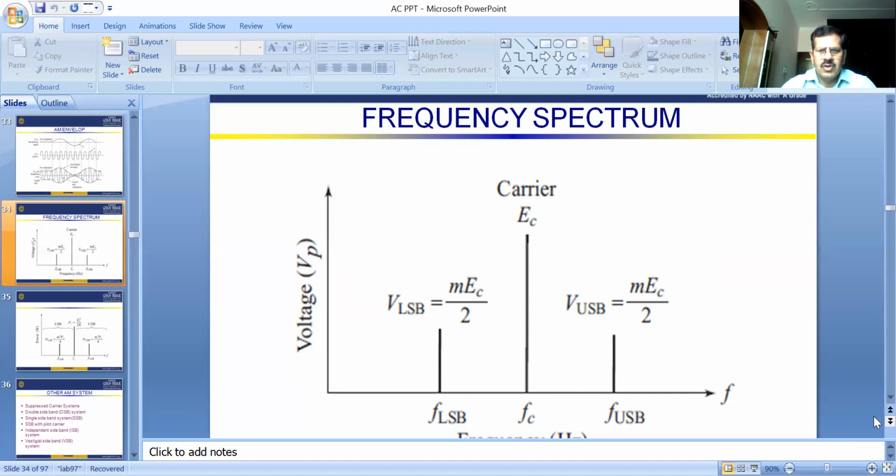The voltage of the lower sideband frequency equals m Ec upon 2, where M is the modulation index. The voltage for the upper sideband is also m Ec upon 2, where M is the modulation index and Ec is the carrier voltage. So this is the relation between voltage versus frequency in the frequency spectrum form.